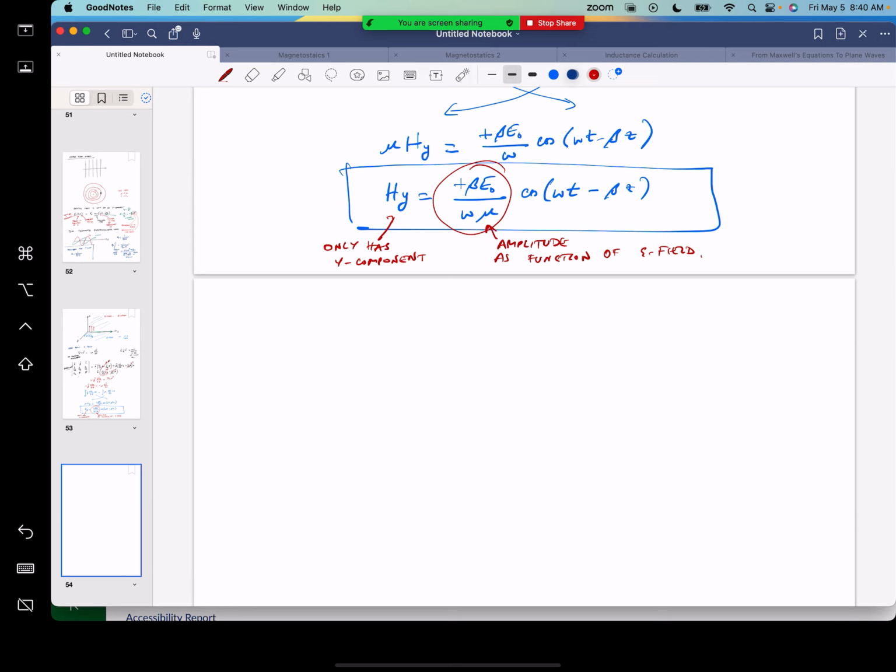Now if you look at the ratio of the amplitudes between the electric field and the magnetic field. The electric field, remember, was just E sub zero, and the magnetic field is this whole value, which is a function of E sub zero. If I call this whole thing H sub zero, then H sub zero is beta over omega mu E sub zero. And so the ratio of E sub zero over H sub zero is beta over omega mu.